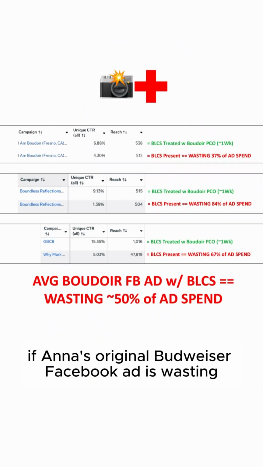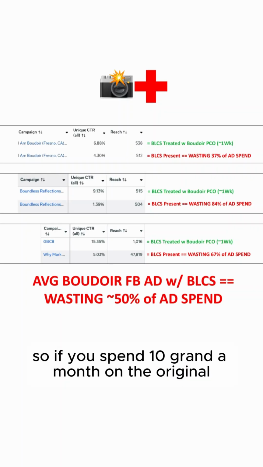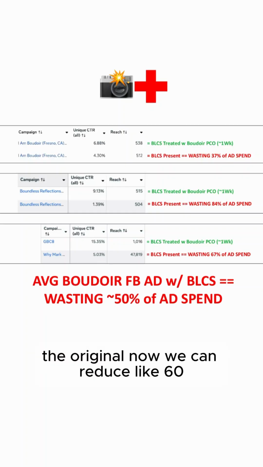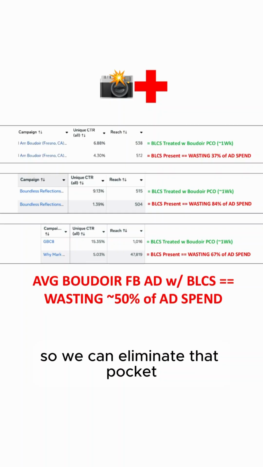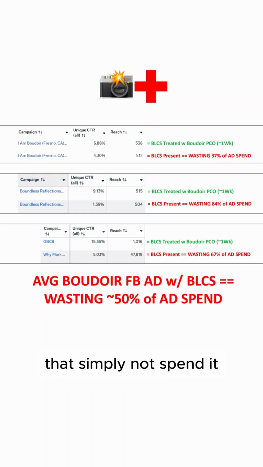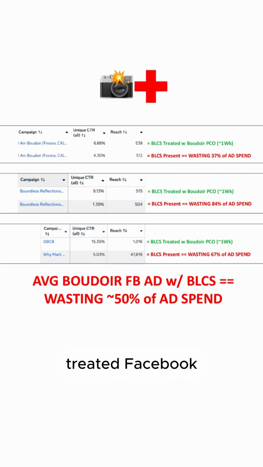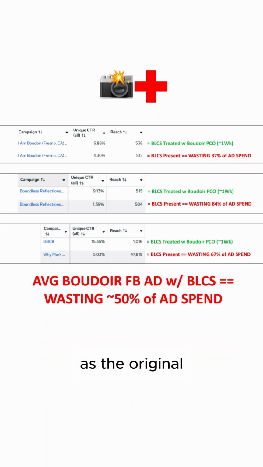So we found his original Boudoir Facebook ad is wasting 67% of ad spend. So if you spend 10 grand a month on the original Boudoir Facebook ad, basically $6,700 a month is being wasted. So we can eliminate that, pocket that, simply not spend it, get a $6,700 a month bonus, and instead spend $3,300 a month on the new Boudoir Pico treated Facebook ad, and get that ad into the same number of women's brains as the original.